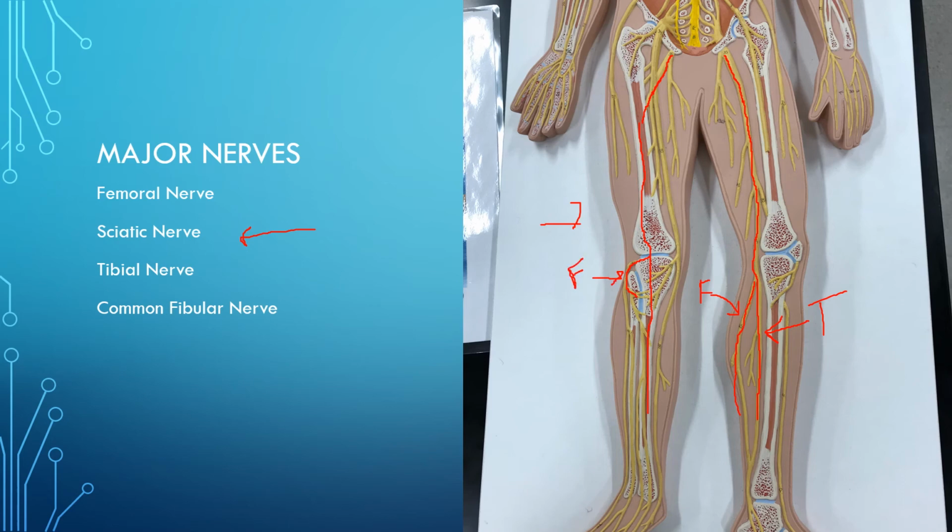The tibial nerve innervates muscles of the calf and some in the foot, and the common fibular nerve innervates muscles of the anterior leg, the lateral leg, and again some muscles in the foot. From a practical standpoint, it's important to know where the sciatic nerve is located. Again, it runs along the back, the posterior aspect of the body.